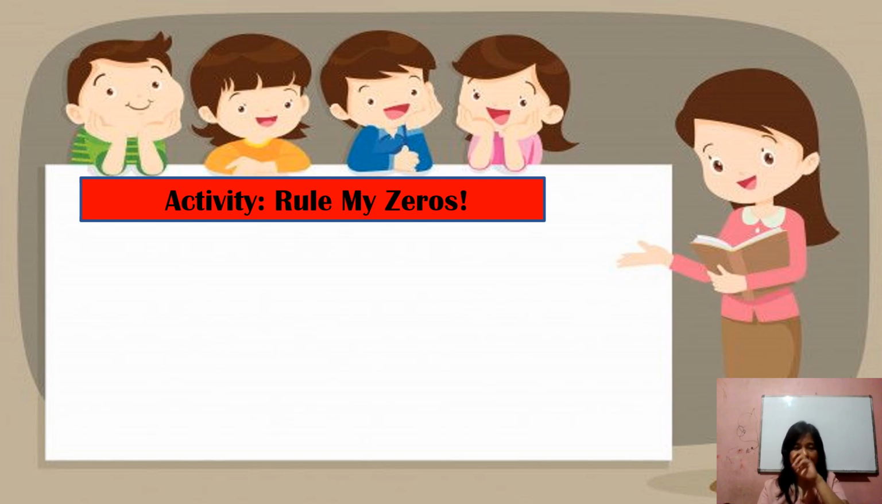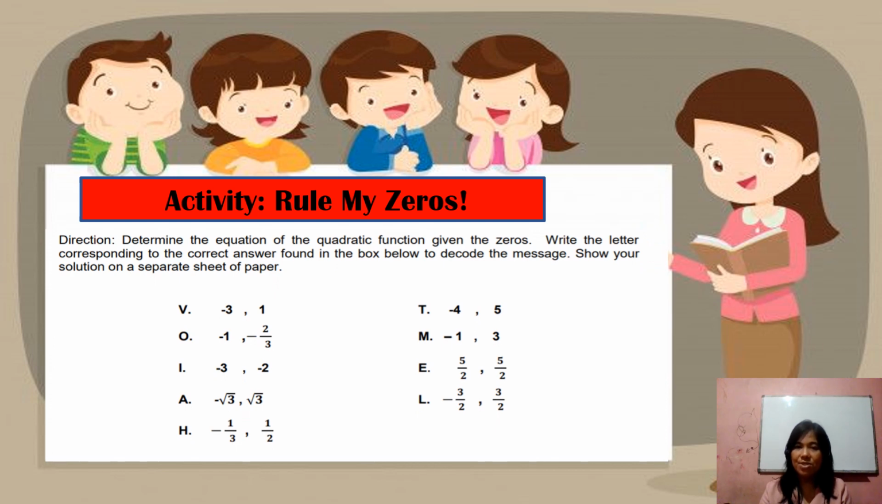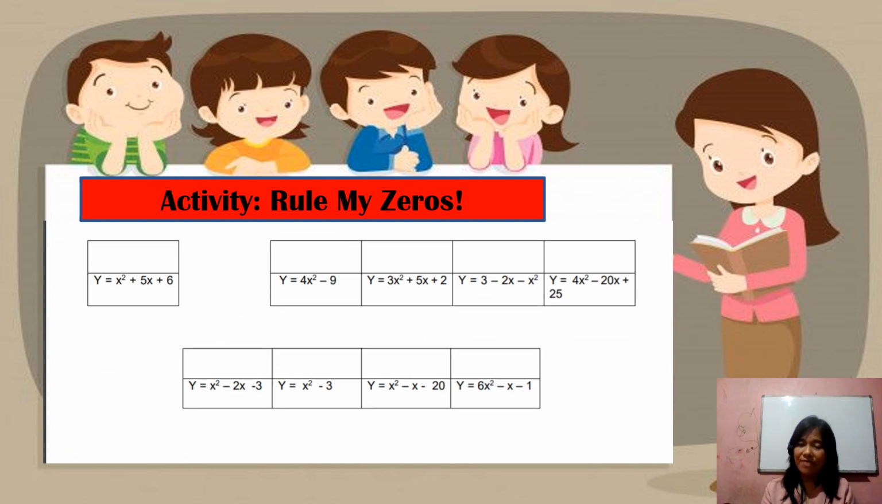Ito na yun. So, ito yung magiging activity mo. What you're going to do is to determine the equation of the quadratic function given the zeros. So, meron tayong V, O, I, A, H, T, M, E, L. So, count natin 1, 2, 3, 4, 5, 6, 7, 8, 9 items na kailangan mong isolve. Okay. Ngayon, pag may sagot ka na, tingnan mo siya dito. So, yung mga sagot mo dun sa problem is may mga letters yun, diba? So, meron tayong answers, full of answers dito.